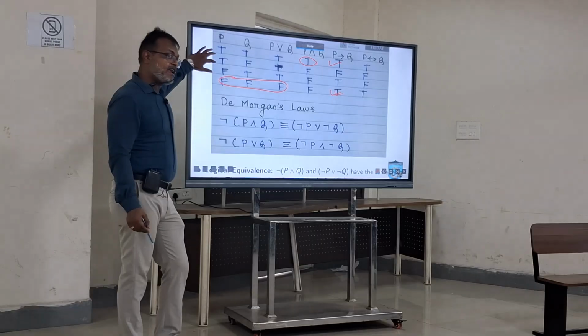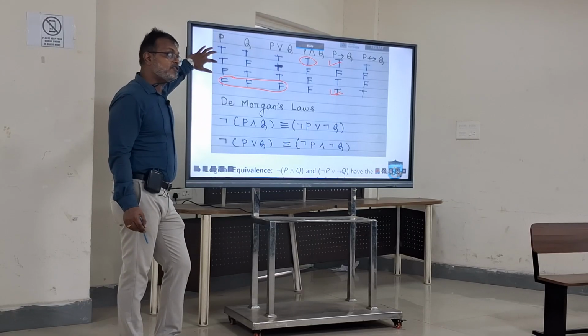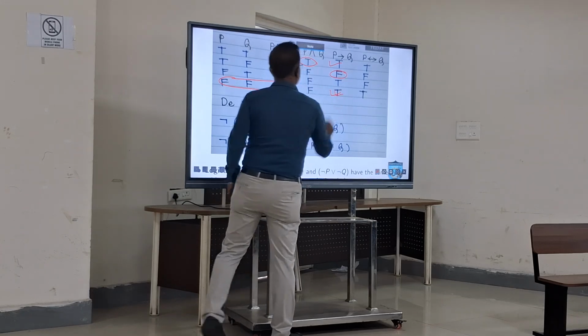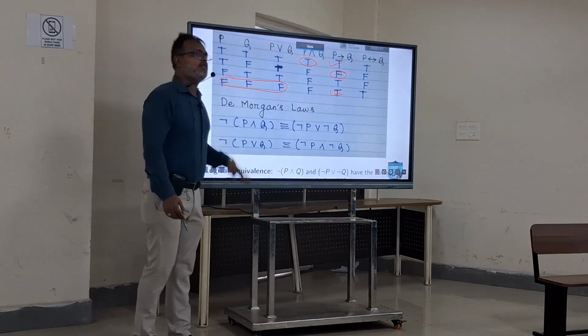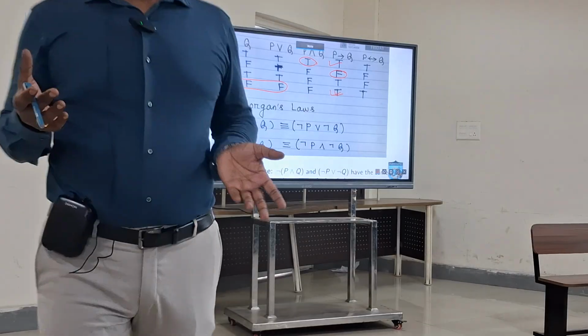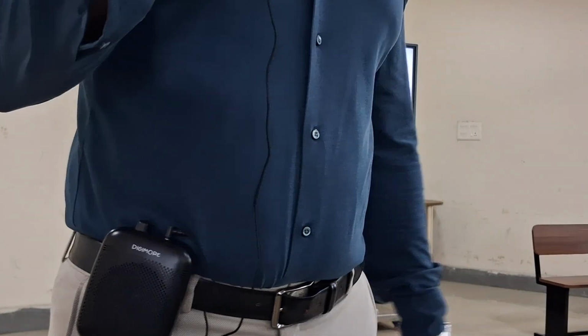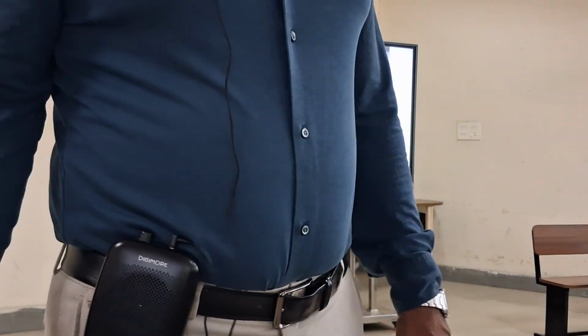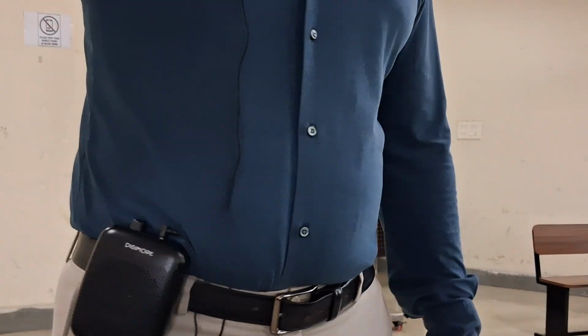Now, if P is true, Q cannot be false because it is P implication Q. So that's why this is false. And the last one, when P is false, we need not bother about Q. It doesn't matter. We have only said that if P is true, Q should be true. If it is raining, it will be cold. That's it. Now it can be cold under any other condition also.